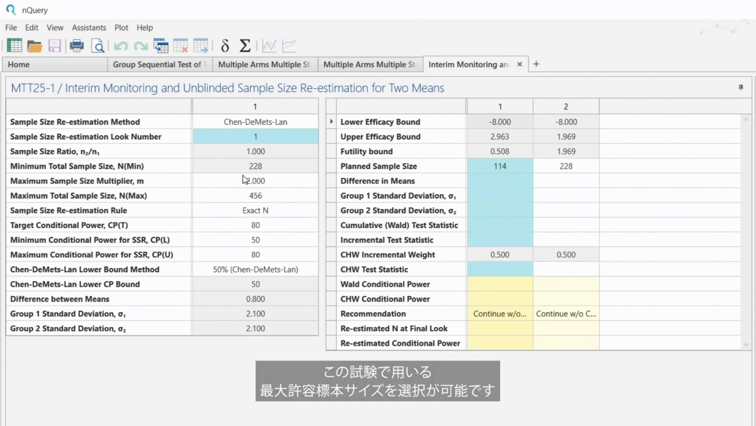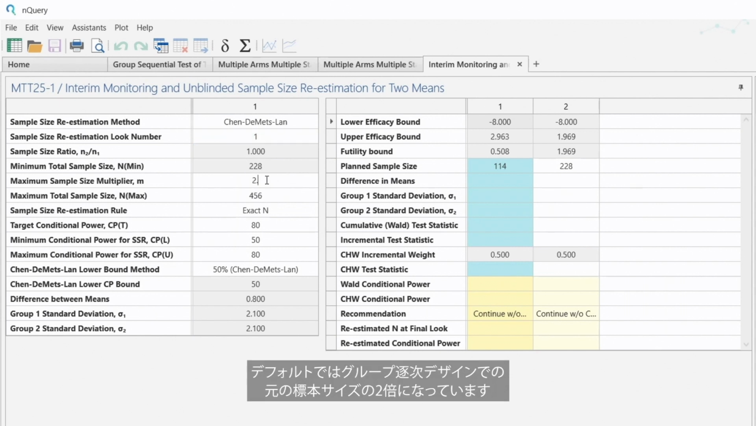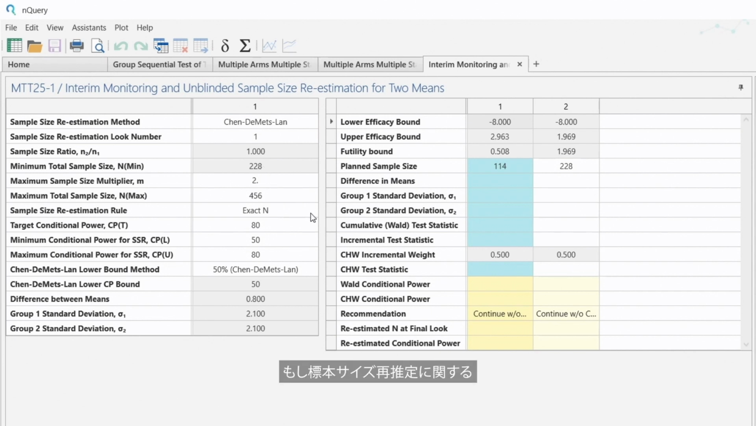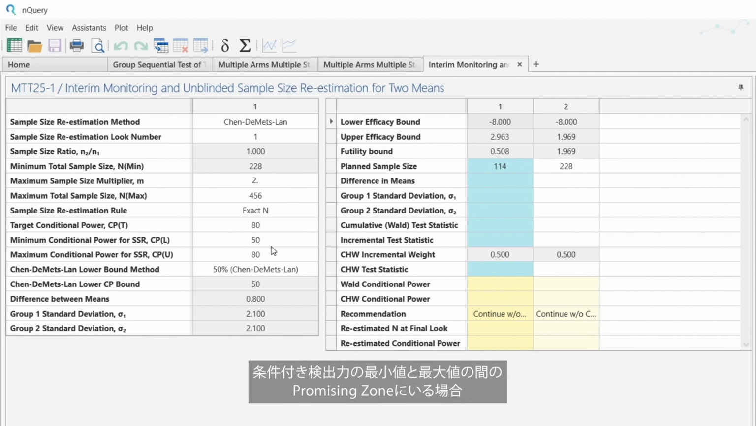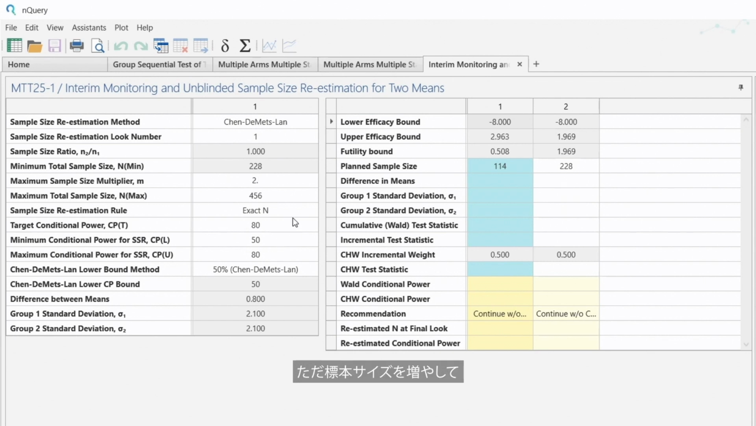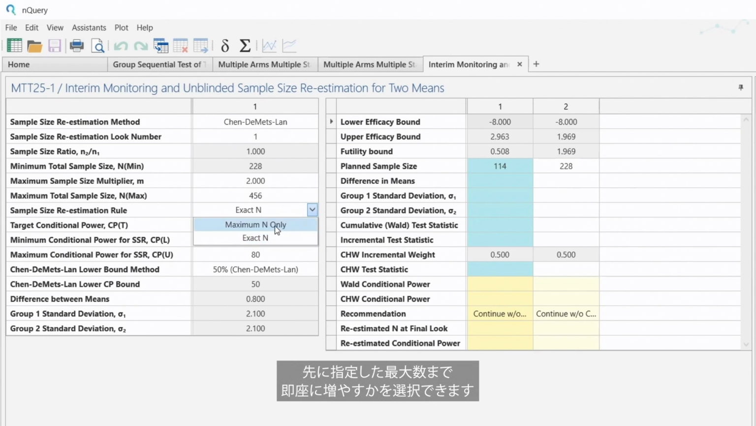We can select the maximum allowable sample size that we would want to use in this study, the default of which is double the original sample size that we had for a group sequential design. We can then choose that if we are in the promising zone, as defined here, between the minimum and maximum conditional powers for sample size re-estimation, whether we want to only increase sample size until the conditional power is equal to the original target power, or we can increase immediately to the maximum end specified above.